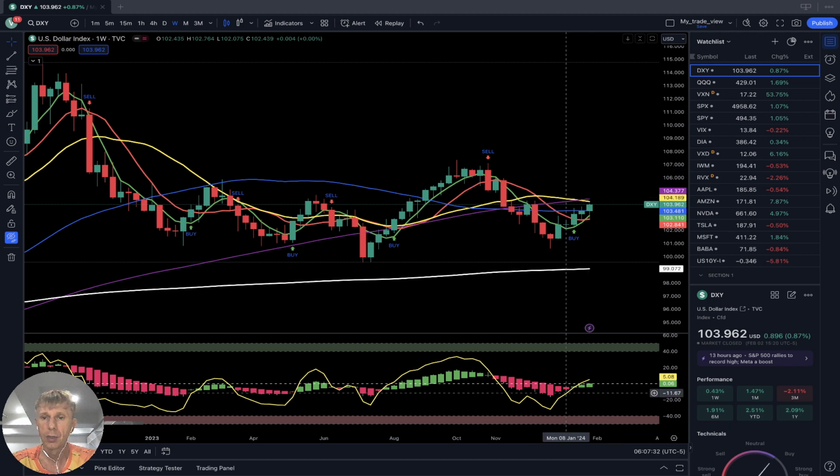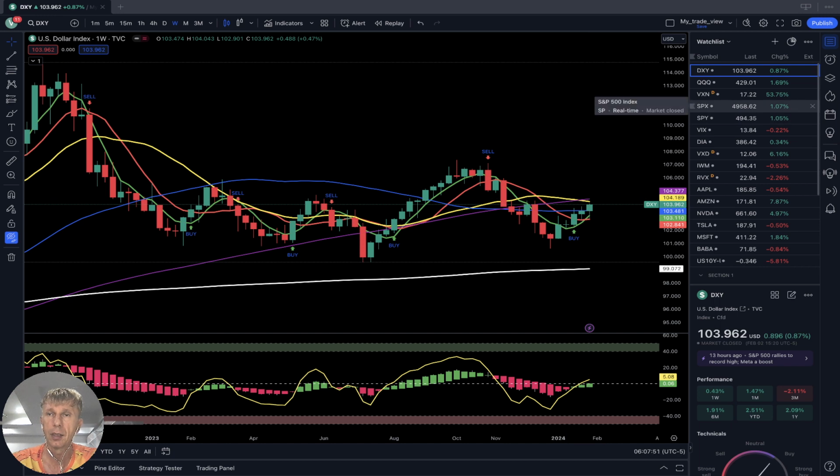RSI and Fibonacci did a bullish crossover. Generally, it's a positive bullish setup. Bullish crossover, bullish trend, but we need full confirmation. We need bars to move above SMA 20. Generally, the dollar is bullish. When the dollar is bullish, it's bearish for equities and indexes.